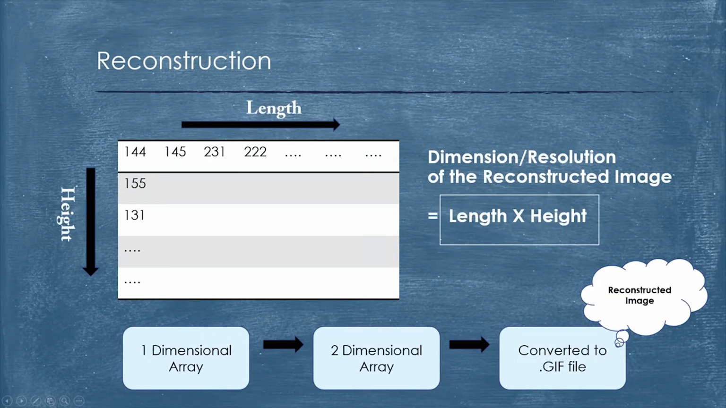So you get a one-dimensional array after the decoding process. This array stores the grayscale pixel values of the secret image. This has to be converted into a two-dimensional array so that it looks something like this. These are the grayscale values of the image. Now this two-dimensional array can then be used to write an image file, which is finally the reconstructed image.